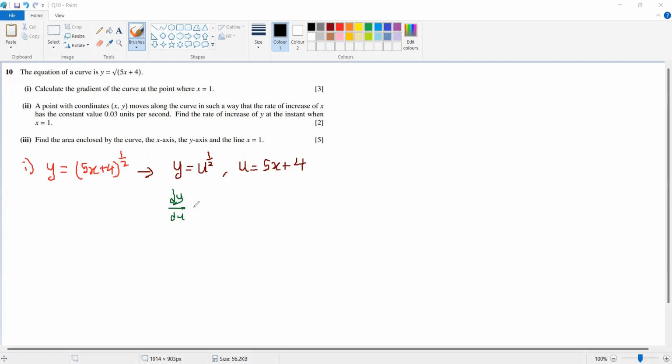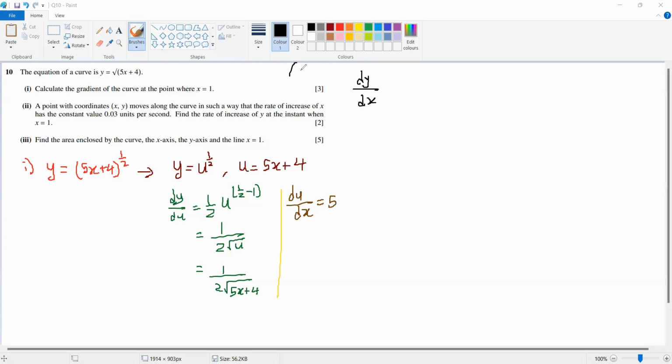So dy/du will be half, just differentiate with respect to u. So half minus 1 like that. So it becomes 1 over 2 root of u, because negative half is down there. Then if you want to put the u back, 1 over 2 root of (5x + 4). Similarly, just beside it, I'm going to differentiate this side. Whenever you write a substitution, just differentiate whatever you get first. So this is 5. And then we link the thing. Please take note, link means it's the chain rule.